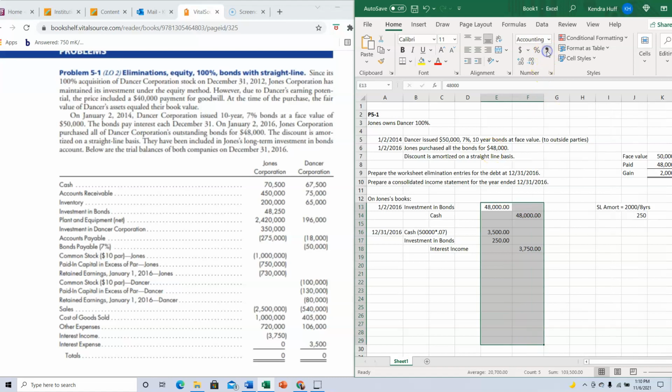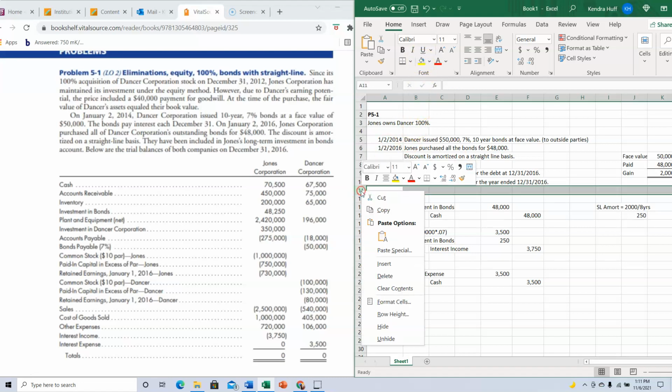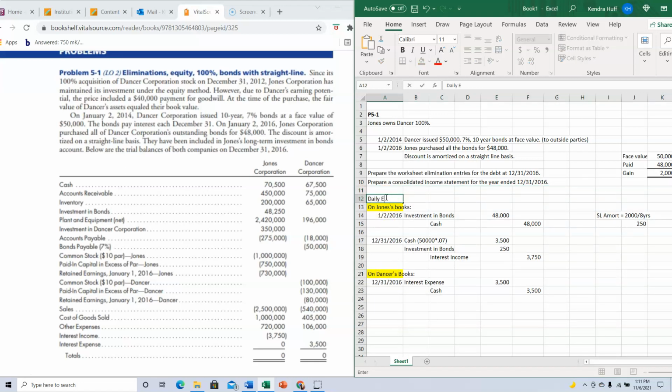Those are the entries that were made during the course of the year on Jones's books. On Dancer's books, at 12/31, they're going to have interest expense and cash for the $3,500 that was actually paid. They were sold at face value, so they don't have to worry about any discount or premiums on their books. Remember, these are just the daily entries on each separate set of books.